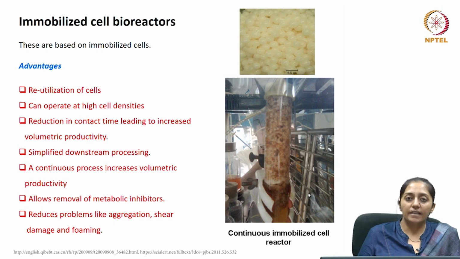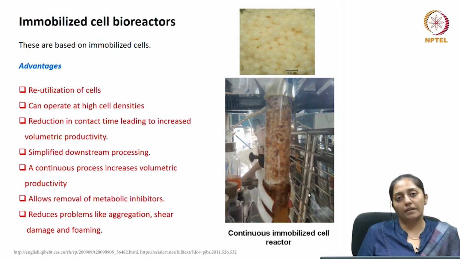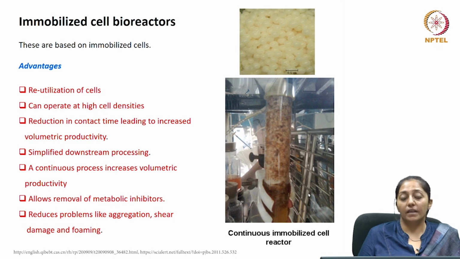One can run high cell density cultivations. It enables reduction in the contact time, leading to higher volumetric productivities. If the process is extracellular, then it is simpler downstream processing. Continuous process can be maintained, which further enhances the volumetric productivity. It allows the removal of metabolic inhibitors, which can further improve the product productivity, and there are lesser problems like in case of free cell bioreactors in terms of aggregation, shear damage or foaming.